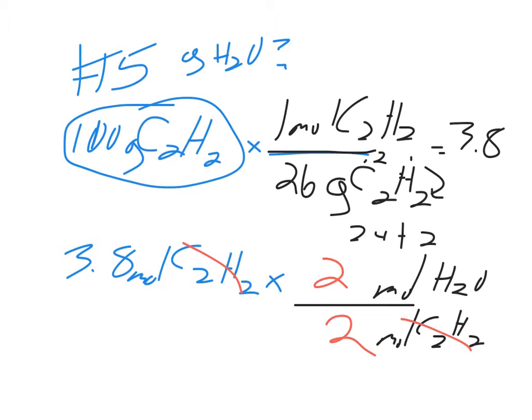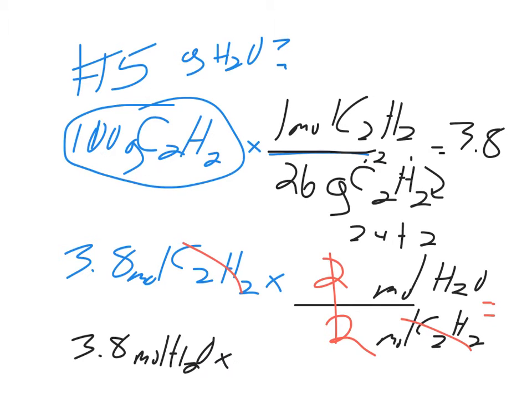All right. So now, are we finished? No, because we're looking for the grams. Okay, so once you do this, this really comes out to 1. So 3.8 times 1 is still the 3.8. So you have 3.8, but now it's moles of water.